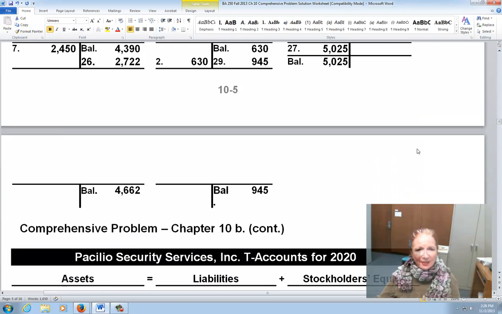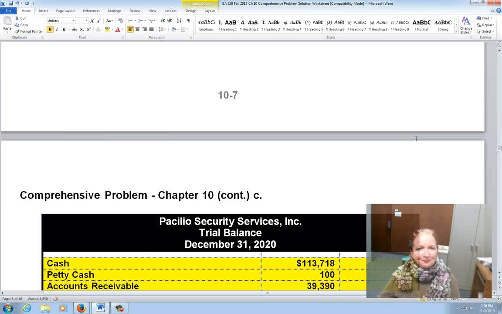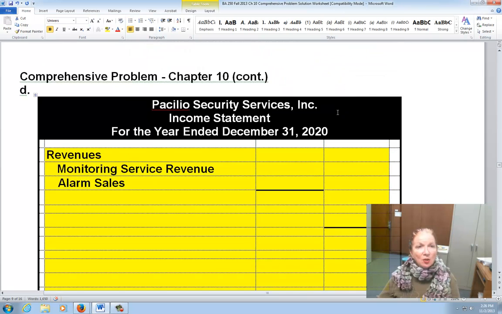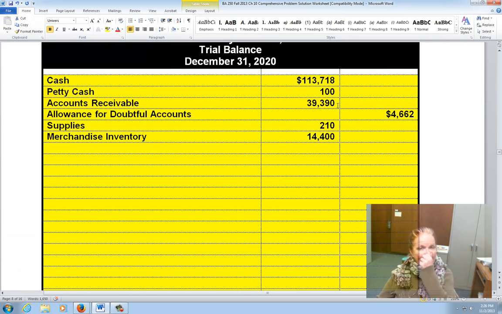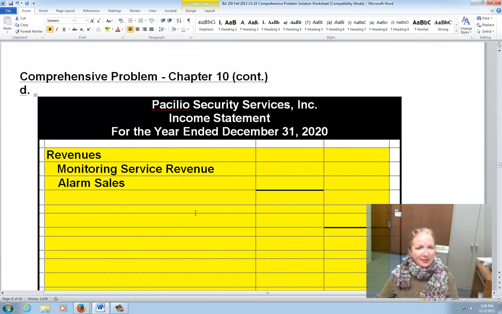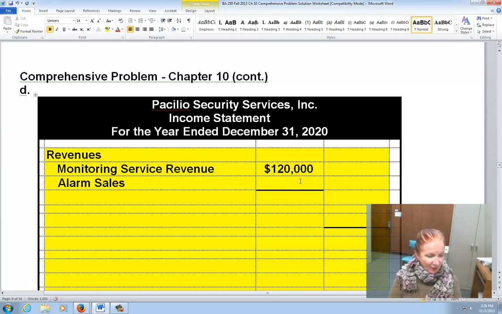Now, one thing about it is, once you have this trial balance done up, once you have this trial balance all set up, you only have to go up here to see what they are. And again, you can come up here, revenues and expenses are going to be down towards the bottom because these are in accounting equation order. And so here's the monitoring services, and that's 120. And so I put the dollar sign in there because it's the first item. And then this one is 92,800, and I put that in there.